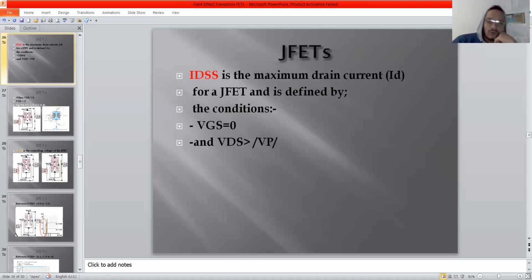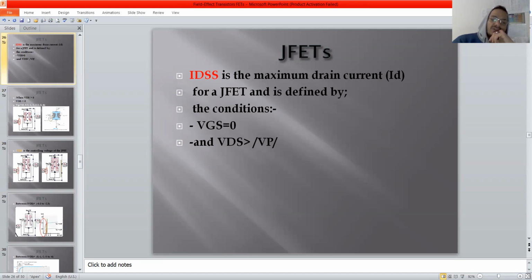Now let's try to apply gate source voltage, starting from 0 like the previous curve, and then minus 0.5, minus 1, minus 2, until minus 4, and try to plot the diagram between all of these values of the current and voltage.